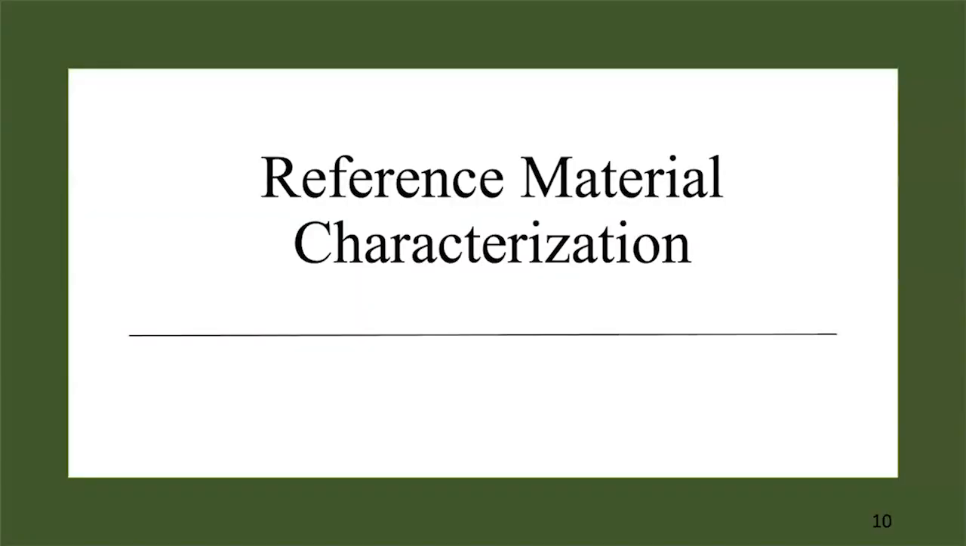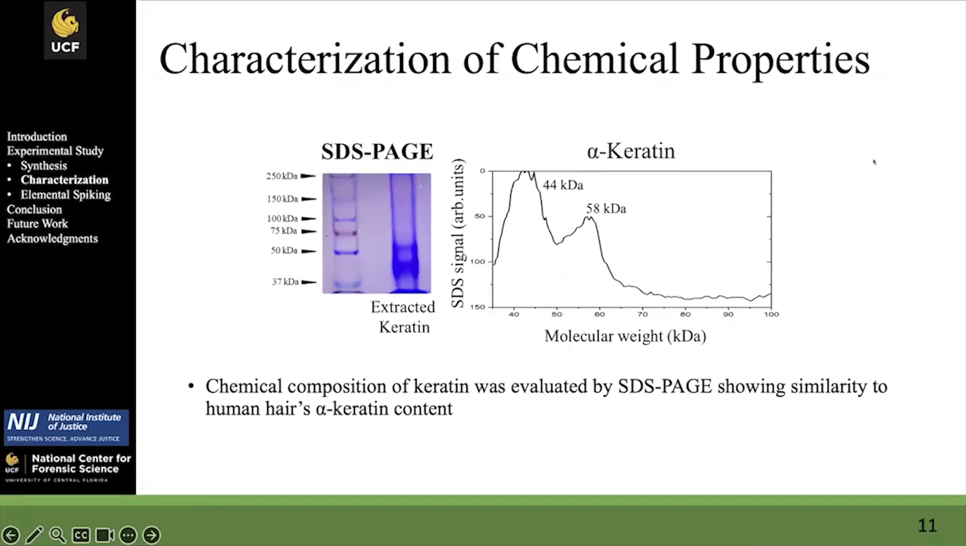So I'm going to go over the characterization of our reference material. We really wanted to characterize the chemical properties and physical properties of the material. For the chemical properties, we characterized it by looking at SDS-PAGE. As you can see here, we did extract the alpha keratin at 44 kDa and 58, and we really wanted to ensure we are extracting alpha keratin since we are extracting it and not using keratin powder. So this did show similarity to human hair's alpha keratin content.